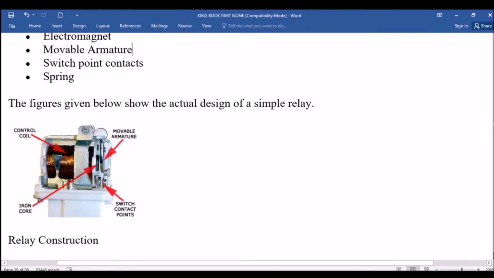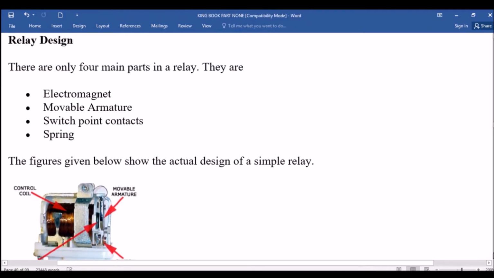Then the relay design. There are only four main parts in a relay. They are the electromagnet, movable armature, switch point contact, and spring. The figure given below shows the actual design of a simple relay.